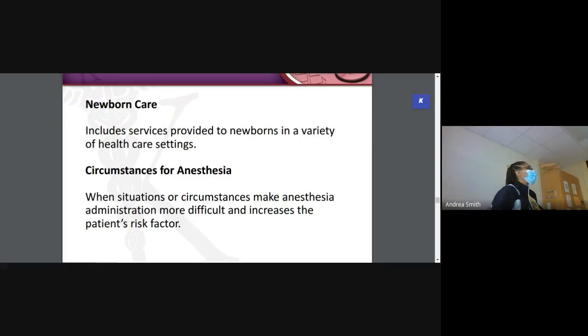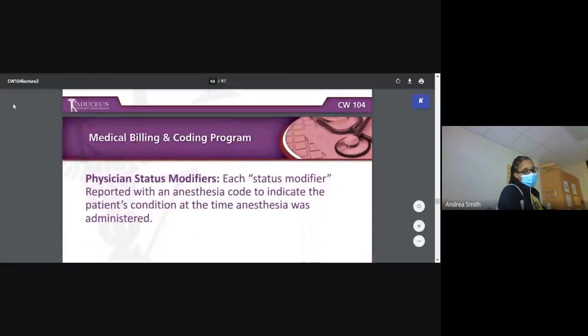Newborn care includes services provided to newborns in a variety of healthcare settings. Circumstances for anesthesia: situations or circumstances that make anesthesia administration more difficult and increase the patient's risk factor. One, being irate, because that means we have to restrain you. And if we have to restrain you, that means we could hurt you trying to sedate you. So that's one incident.